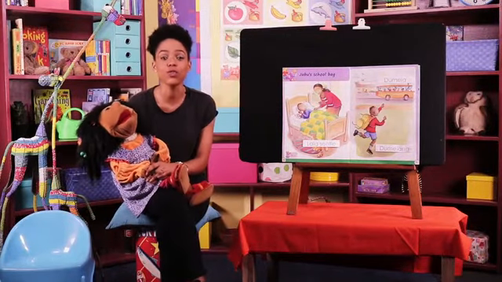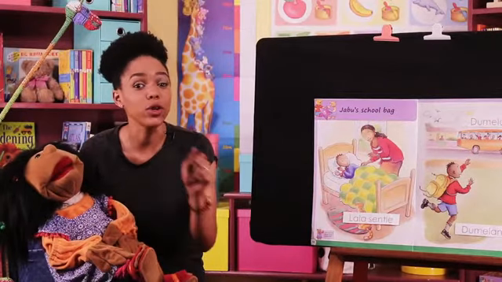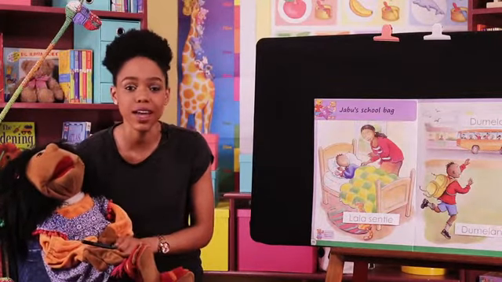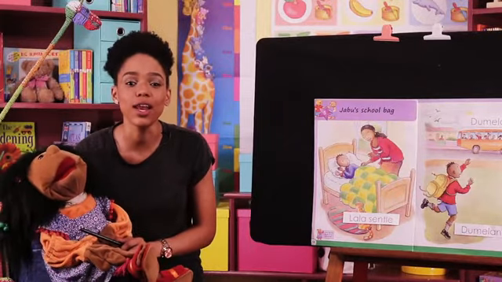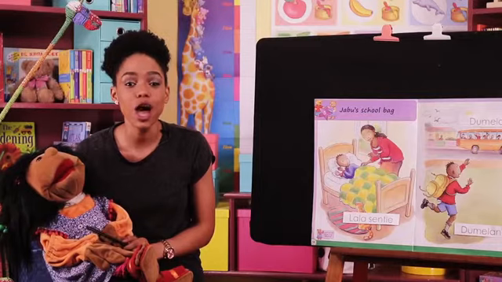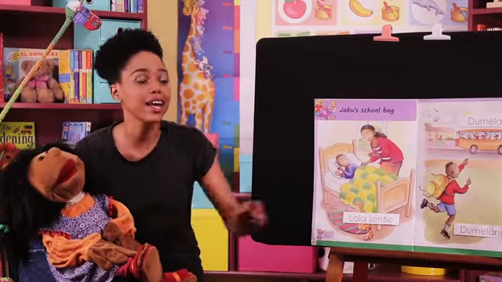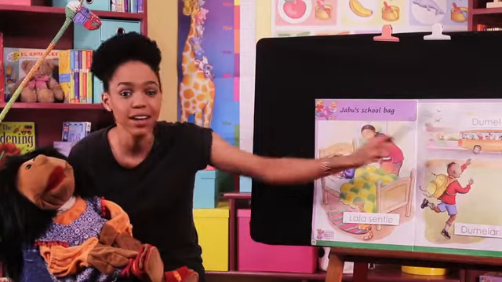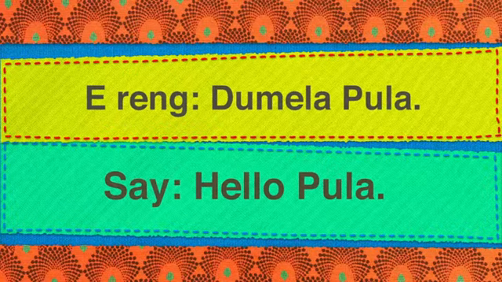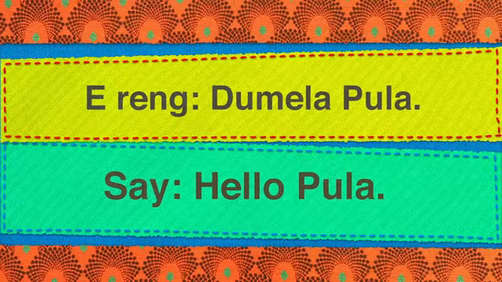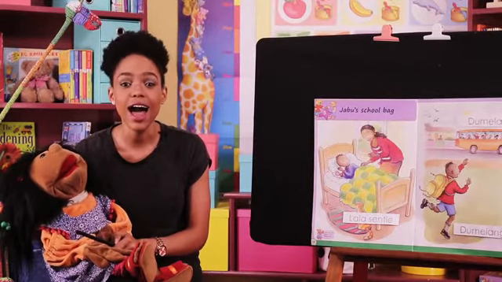When Pula says hello to all of you, she says dumelang. But when you say hello to her, you must say dumela. Children, now say hello, Pula. Yanong bana, ere dumela, Pula. Say hello, Pula. Ere dumela, Pula. Good, children. Le dirile sentle. Let us read. A re buiseng.